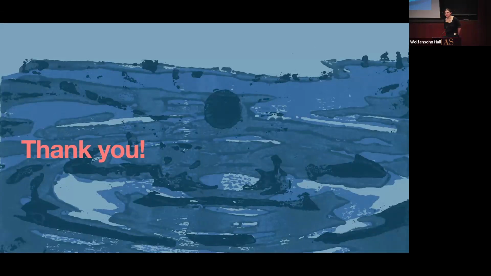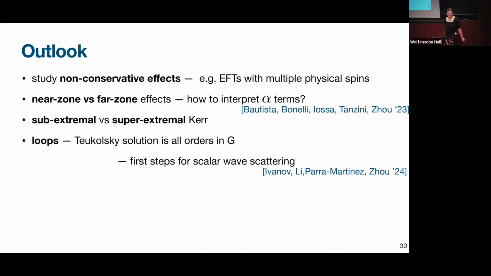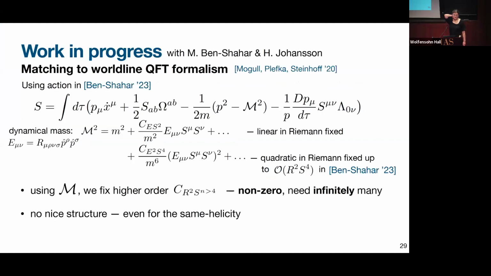Thanks for a great talk. You just said this quickly, but for the spinning case, this curvature squared spin to the n, you said that they're non-zero, but aren't these the static Love numbers that people have computed and claim that they're all zero? What's the deal?